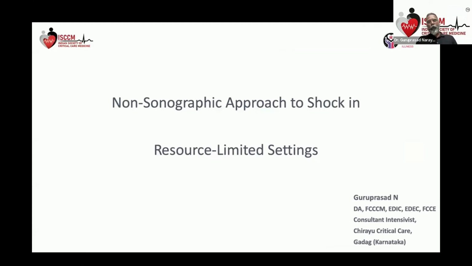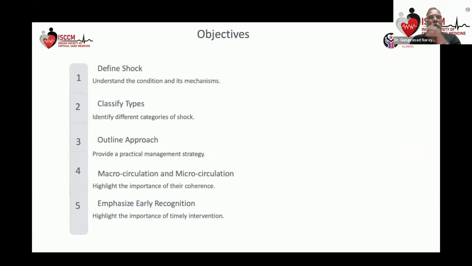So, how do we approach shock in a resource-limited setting? We will be covering this presentation under the following headings. We define shock, then classify it, look at how we approach shock, talk a little bit about micro and macro circulation, and emphasize early recognition.